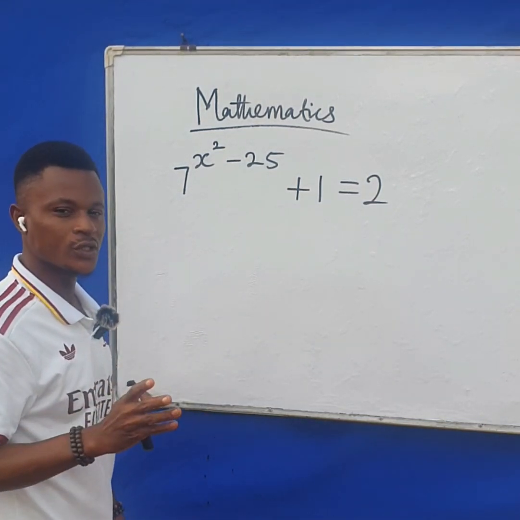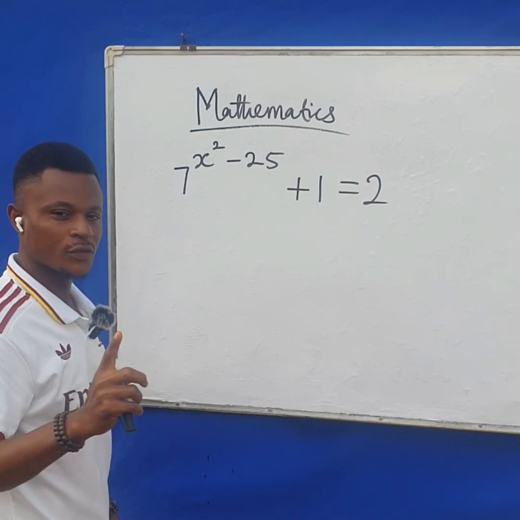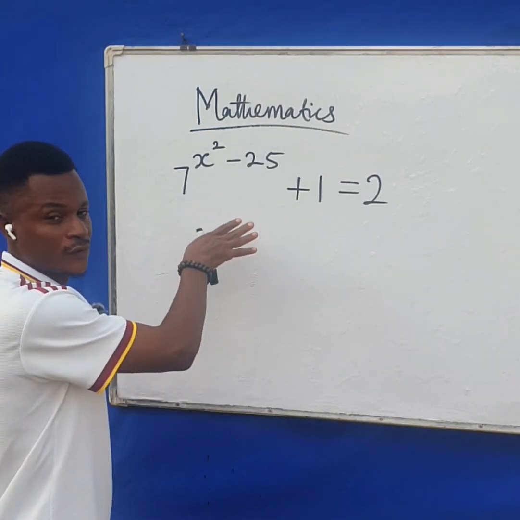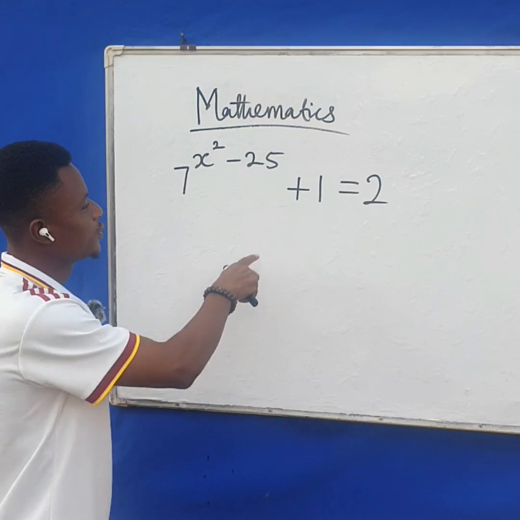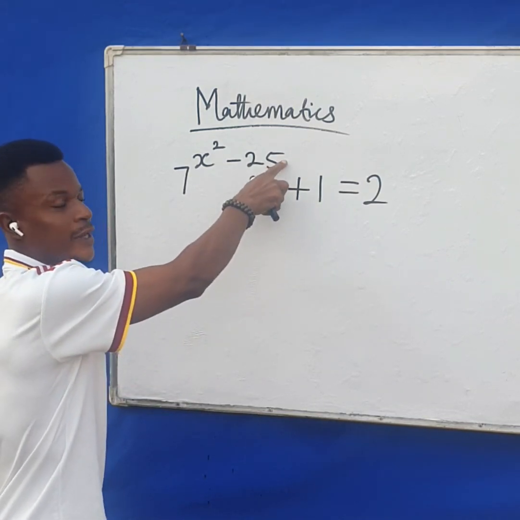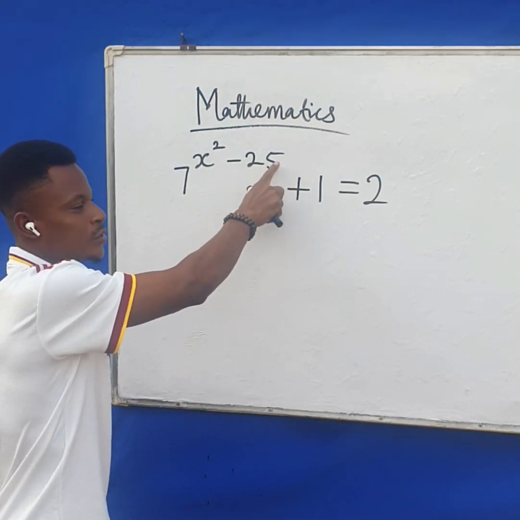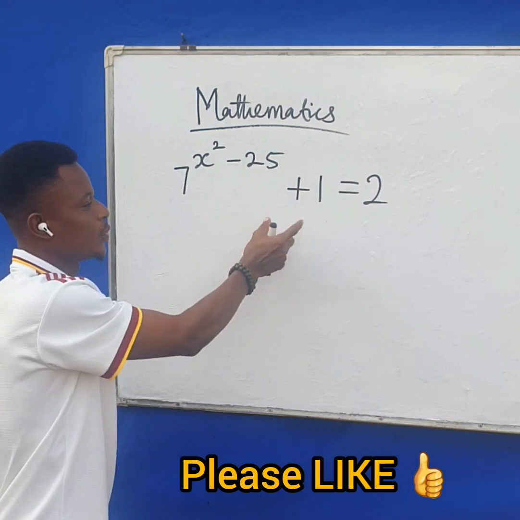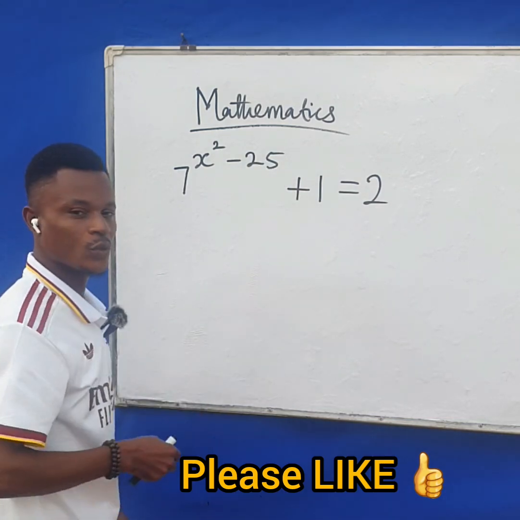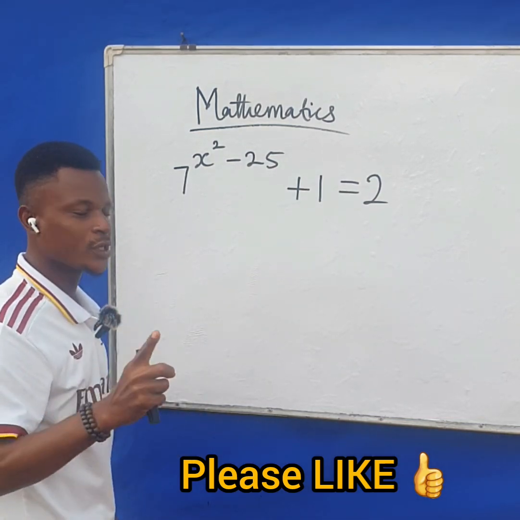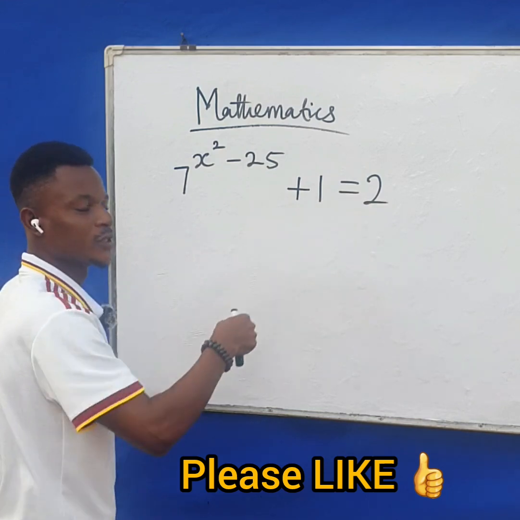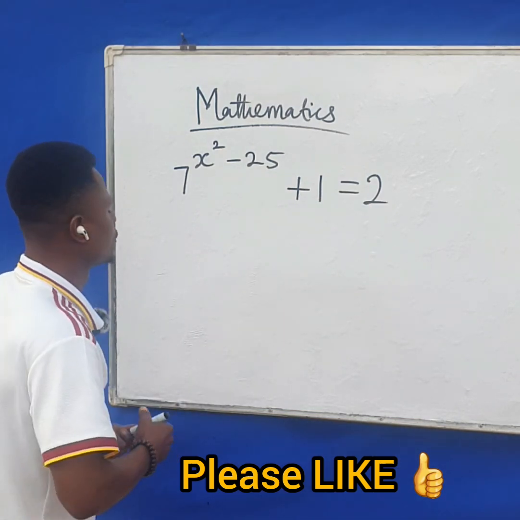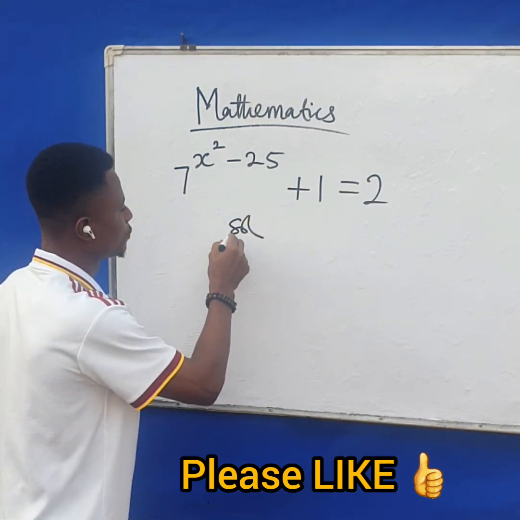If you want to solve this question correctly, first of all, if you look at the left-hand side of the equation, you notice that this plus 1 here is not part of this exponent. So because it is not part of this exponent, we are going to move this plus 1 to the right-hand side of the equation. So our first step is to move this 1 here to the right-hand side of the equation. So here's the solution.